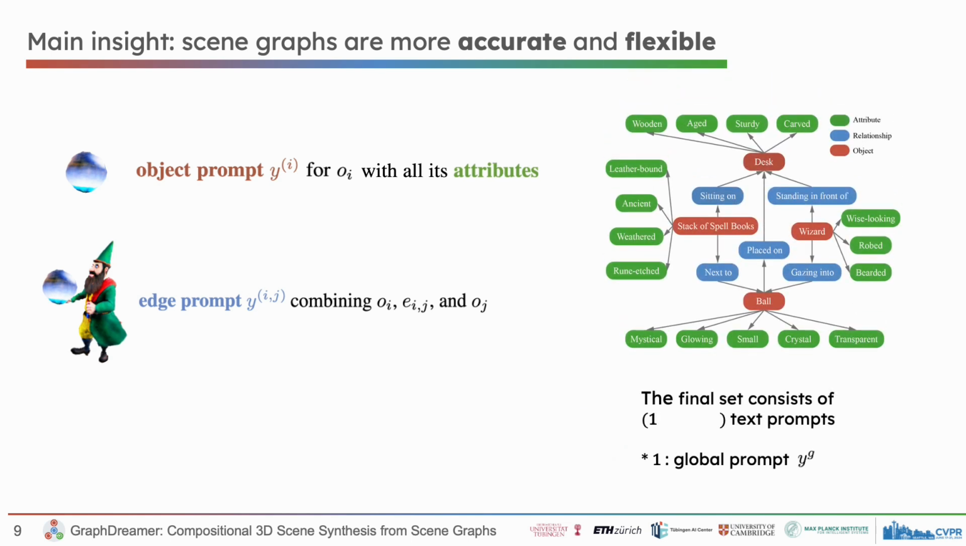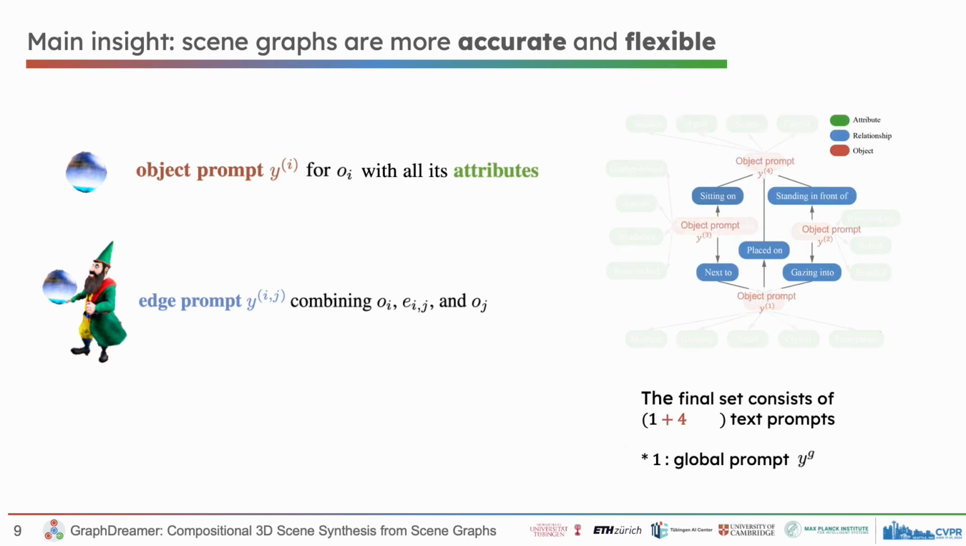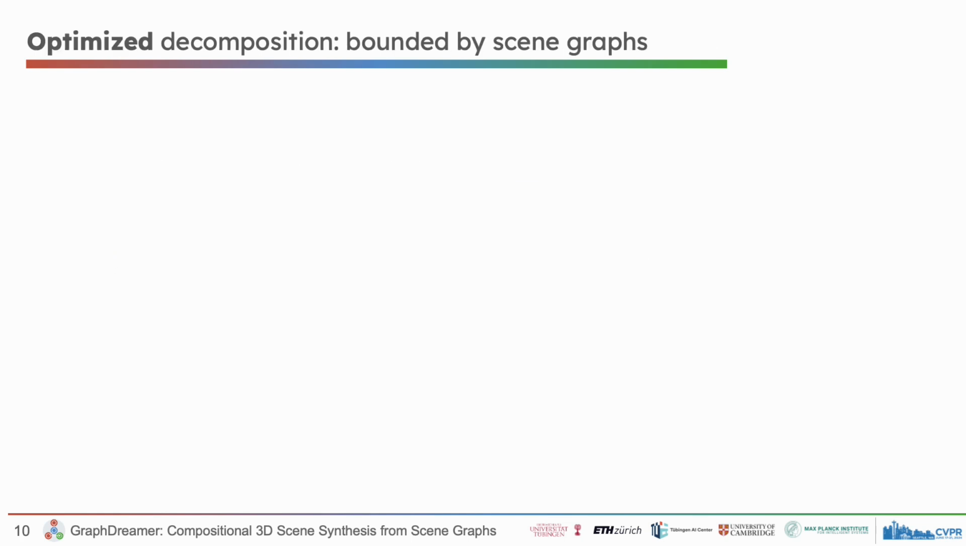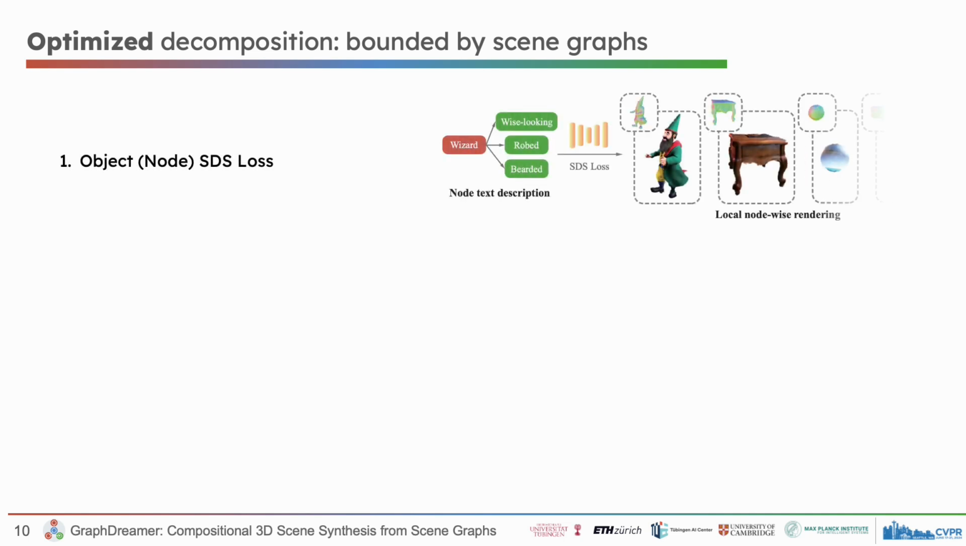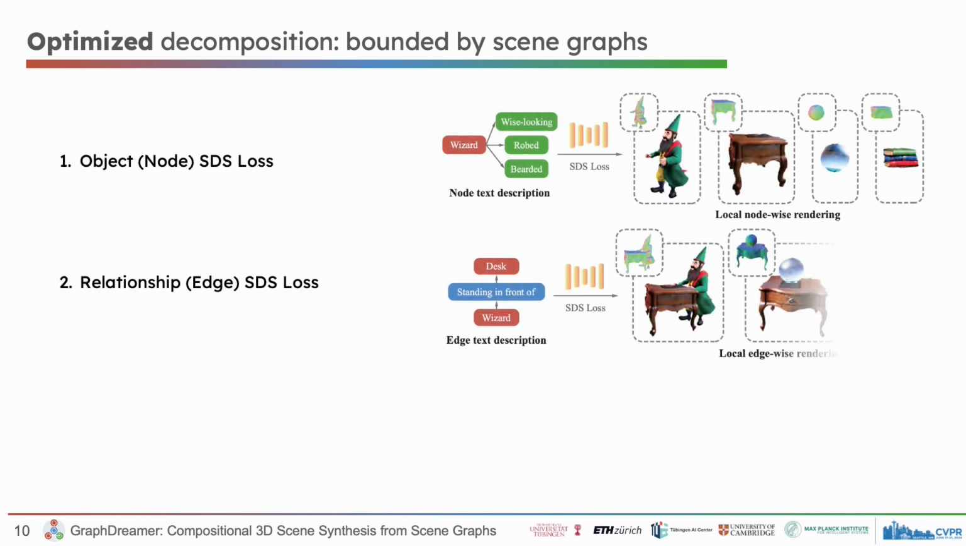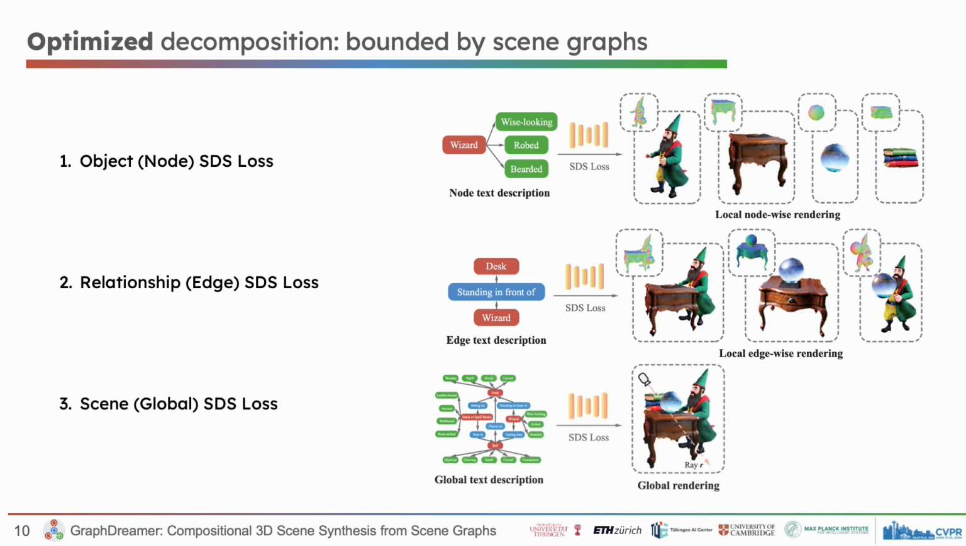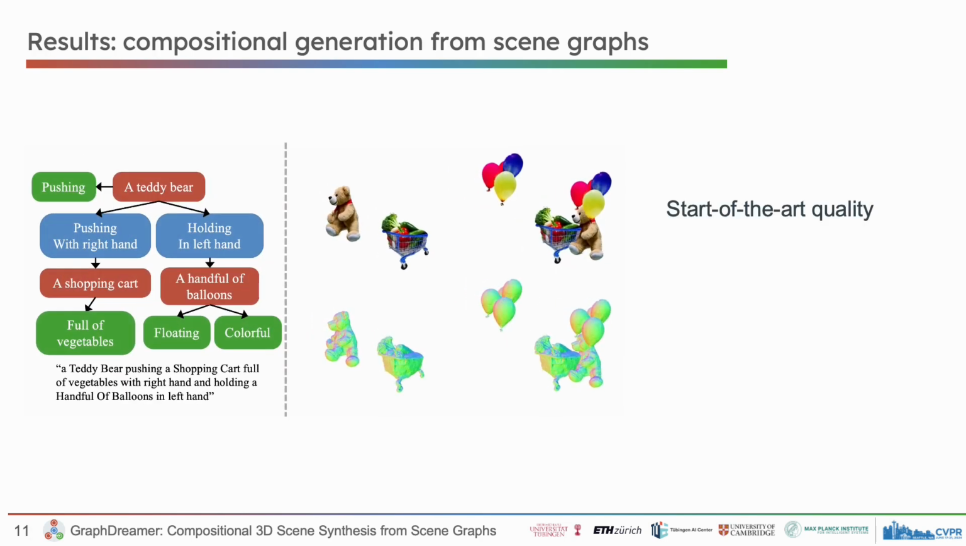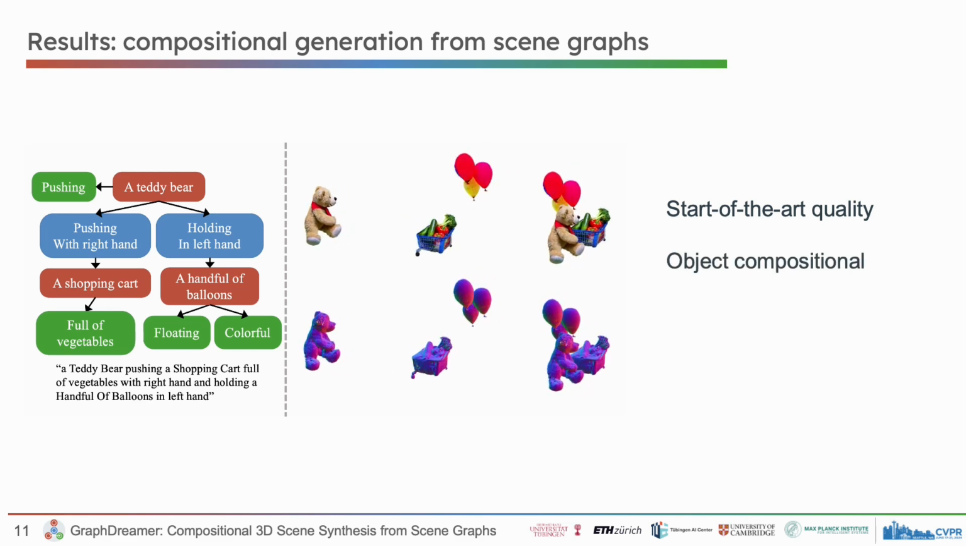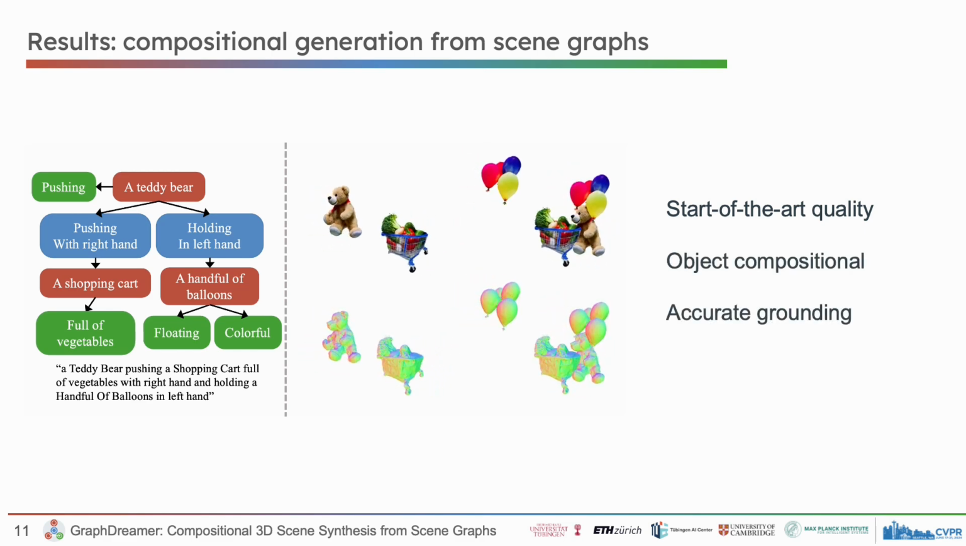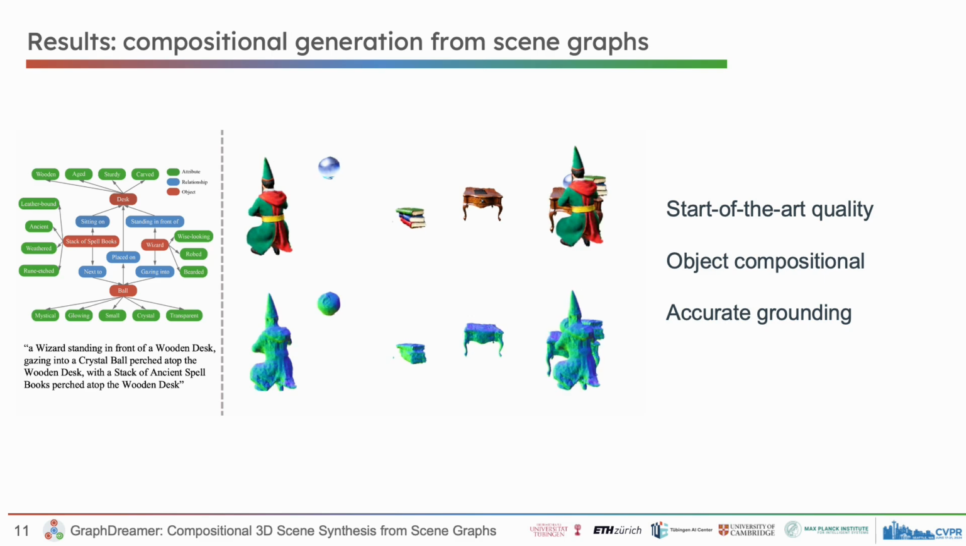These subgraphs can be easily converted back into text, allowing us to embed graphs into the aligned latent space used by text-to-image diffusion models. Given the scene graph representation, we can optimize a proper scene decomposition by supervising the decomposition jointly at the object level, edge level, and scene level, constraining it to satisfy all the individual attributes and the relationships between objects as described. Our method achieves state-of-the-art quality, object compositional generation, and higher semantic accuracy without imposing any restrictive assumptions on object relationships.